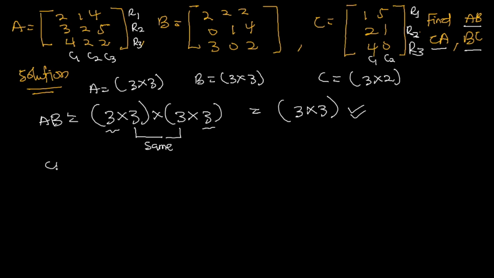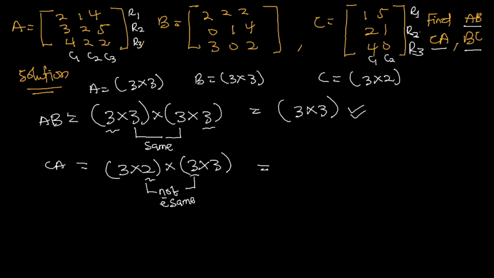For CA, matrix C and A, we have C is what? A 3 by 2 matrix. And then our A is what? A 3 by 3 matrix. Now because these two are not the same, this is 2, this is 3, matrix CA does not exist. Matrix CA does not exist.